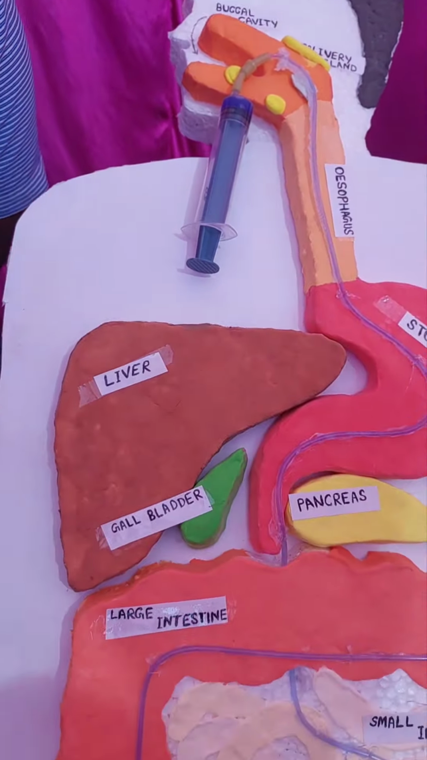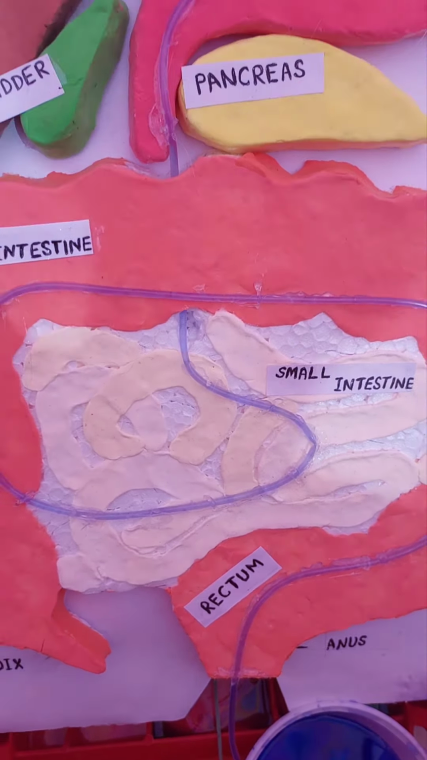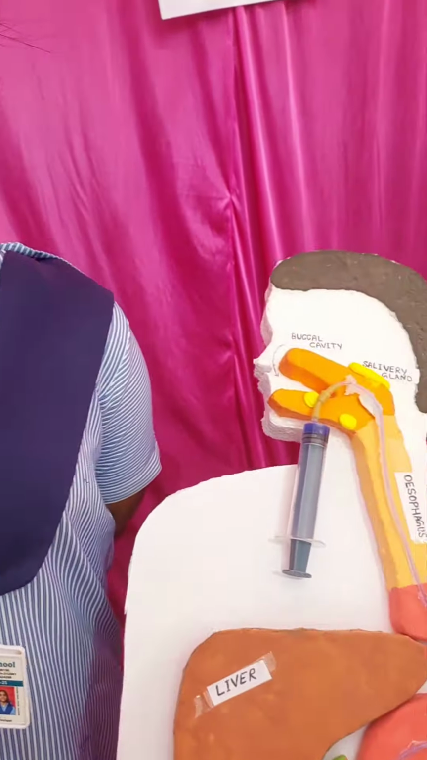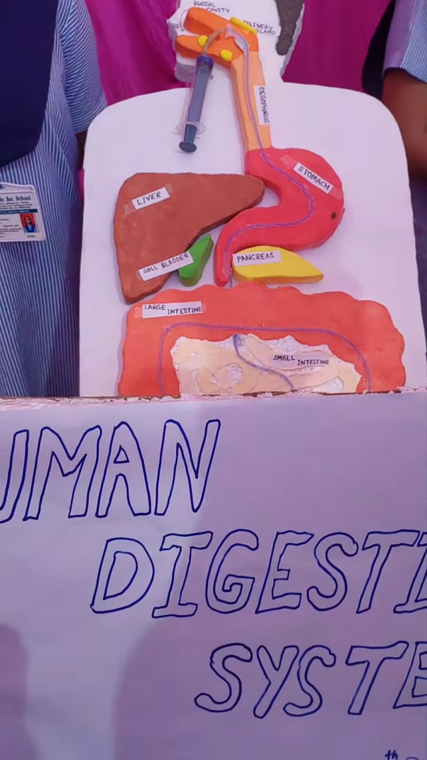From there it moves on to the small intestine, where secretions from the pancreas and liver help in the digestion of starch and fats. From there the food moves on to the large intestine, where the remaining water and nutrients are absorbed, and the waste food is removed from there.